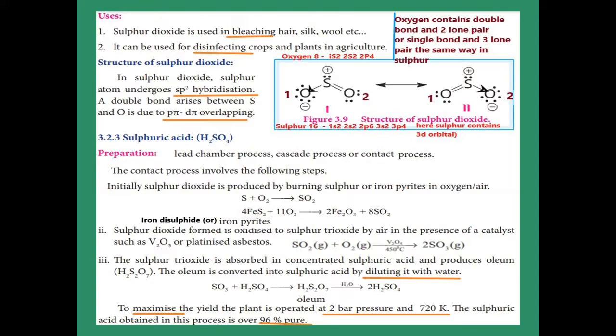If you want more sulfuric acid, we have to maintain some conditions. What are they? 2 bar pressure and 720 Kelvin we have to maintain, then only we get the maximum sulfuric acid. And we also get 96% pure sulfuric acid in this method, that is the contact method.